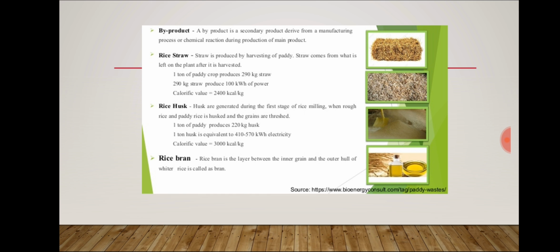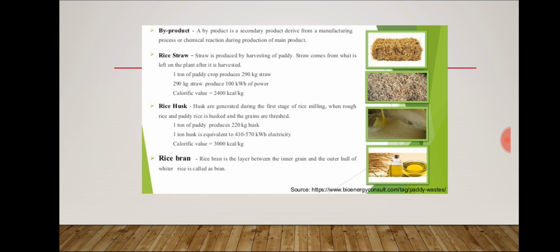Byproducts of rice. A byproduct is a secondary product derived from the manufacturing process or chemical reaction during the production of the main product. First, rice straw. Straw is produced by the harvesting of paddy. Straw comes from what is left on the plant after it is harvested.